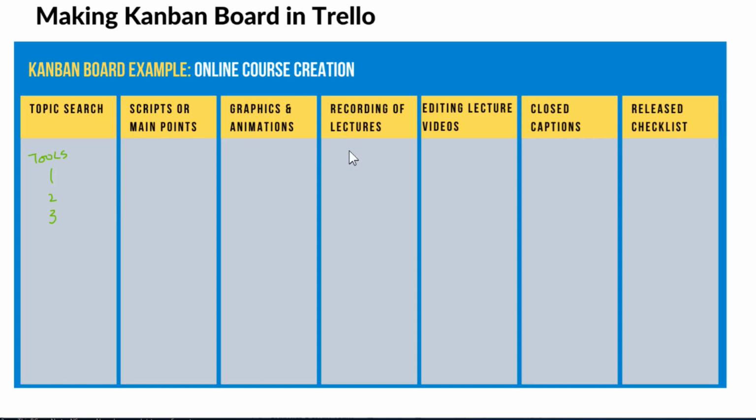Then I record the lectures, then I edit the videos, and then I close caption my videos because some of the students are from non-English speaking background. And finally, I release my course on various marketplaces for online courses. So this is a process of my online course creation. And now in this process, one important thing is the queue size, and this is what we are going to discuss in the next slide.